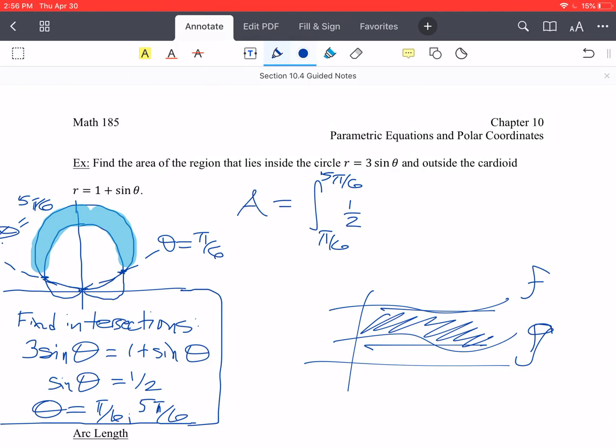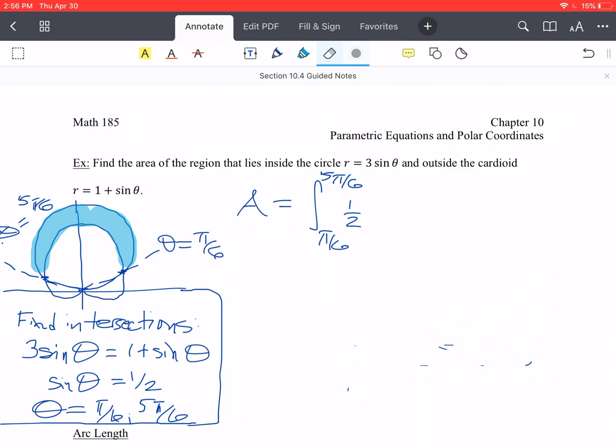So in this case, we're going to do something similar. I'm going to take f squared, so the outer curve squared, minus the inner curve squared. And that's going to provide us with that area in between the two. Okay, so that's what we're looking for here. So let's go ahead and set that up.